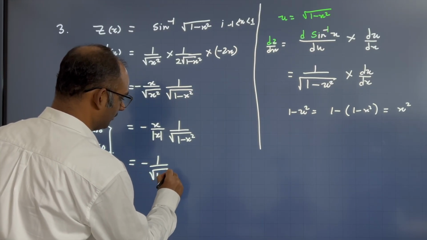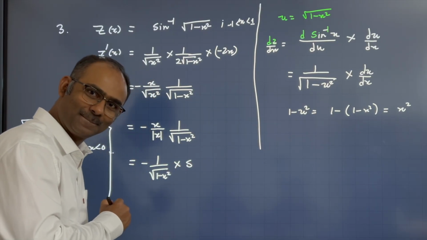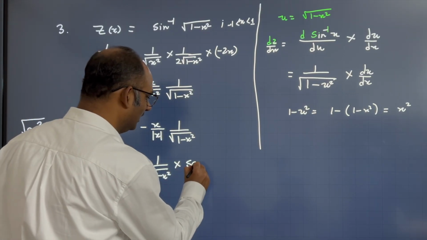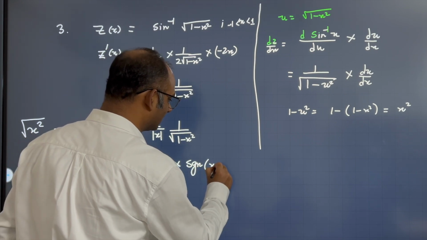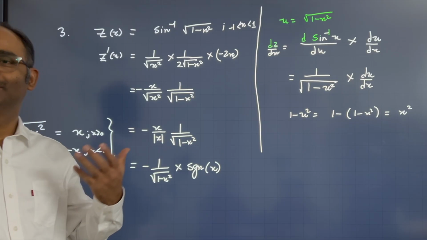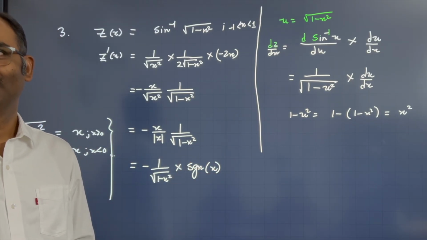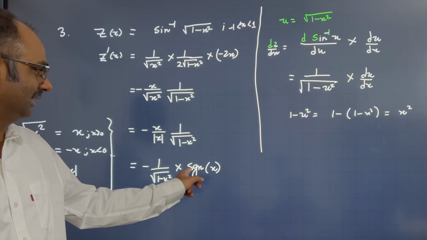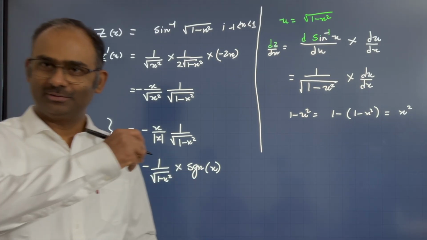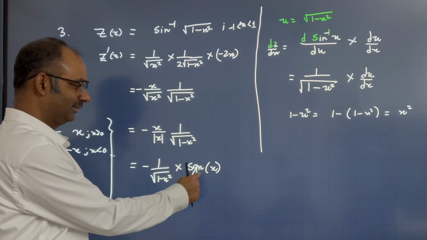Then what you said? Sign of x. SGN is a function which gives you the sign of x. Signature. Yeah, that's an actual function. Sign of x, SGN of x.